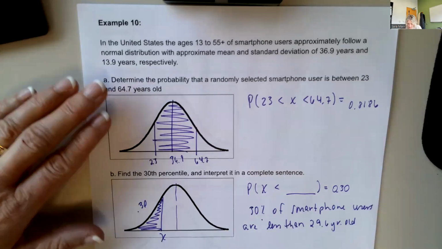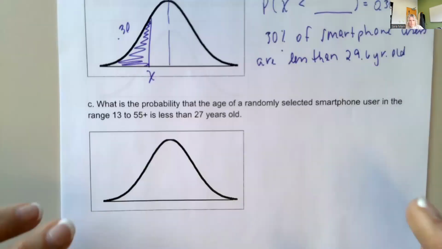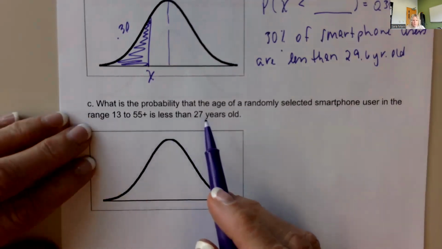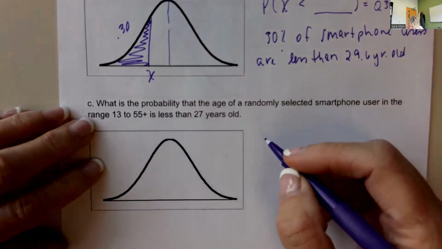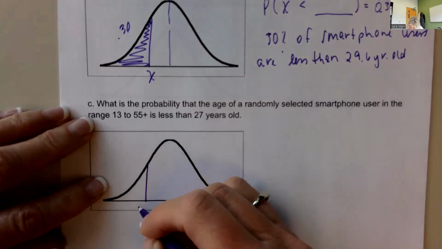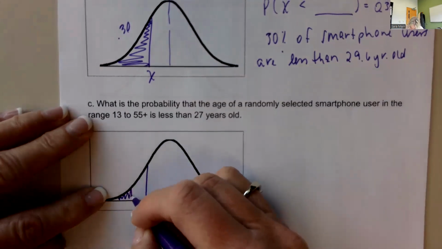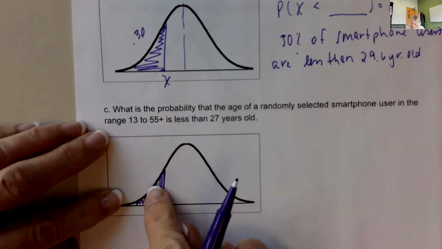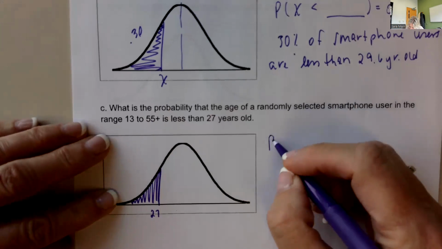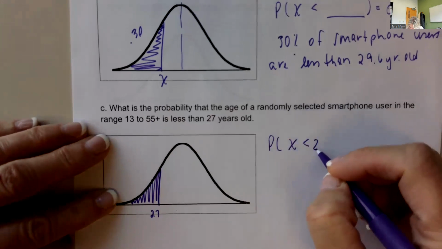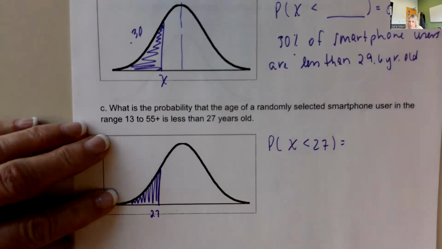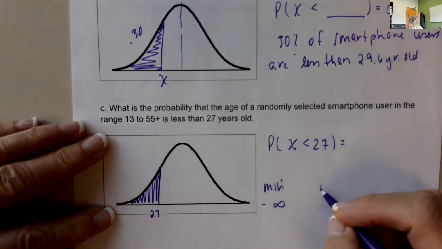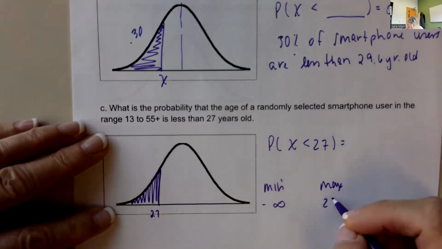It says, what is the probability that the age of a randomly selected smartphone user is less than 27? That's going to be over here. So less than 27, this one up here was 29. So I'm guessing it's a little less than 30%. So what is it? Probably the X is less than 27 years old. And that means our minimum is going to be negative infinity and our maximum will be 27.